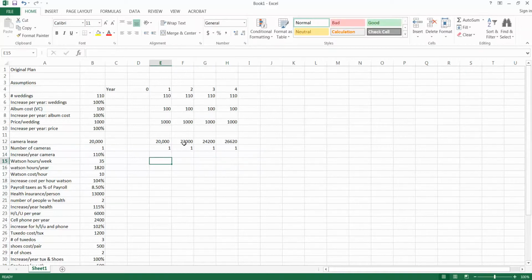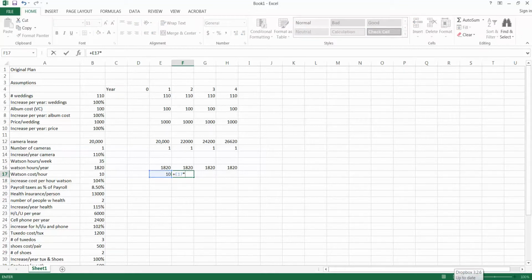And for Watson's hours per week, cost per hour. So let's add a line. We could work with this. Watson's hours per year. We're going to just pick that up. And again, we're going to pick up the prior year, and we'll just carry that across. And our cost per hour is our assumption for year 1. And then for year 2, it's going to be our assumption for year 1 times the increase per hour for Watson. And again, we're going to want to go up there, hit F4 so that we anchor it. That looks right. Carry it across.